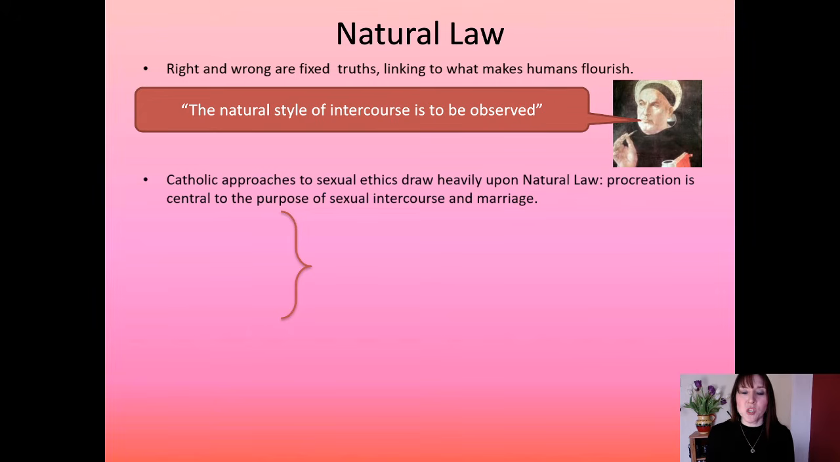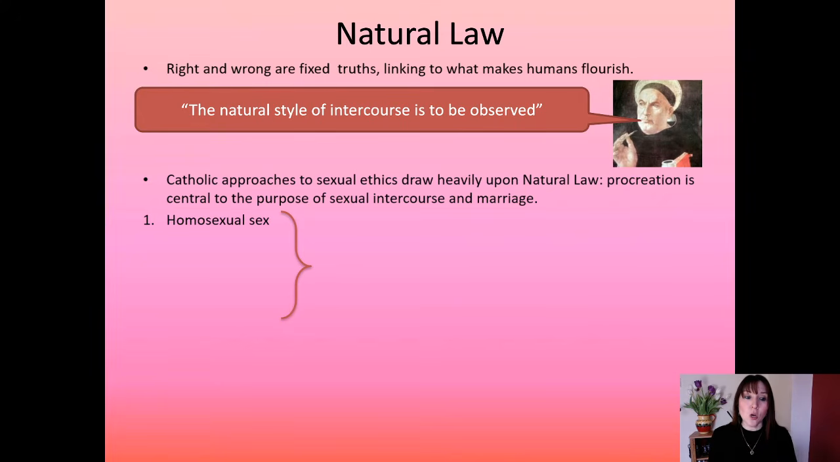Catholic approaches to sexual ethics draw heavily upon natural law. Procreation is central to the purpose of sexual intercourse and marriage. So obviously the Catholic Church is heavily, heavily influenced by natural law, as you already know. The first primary precept is preservation of life. The second is reproduction. So procreation and reproduction is the second primary precept. And so that is so, so important within marriage.